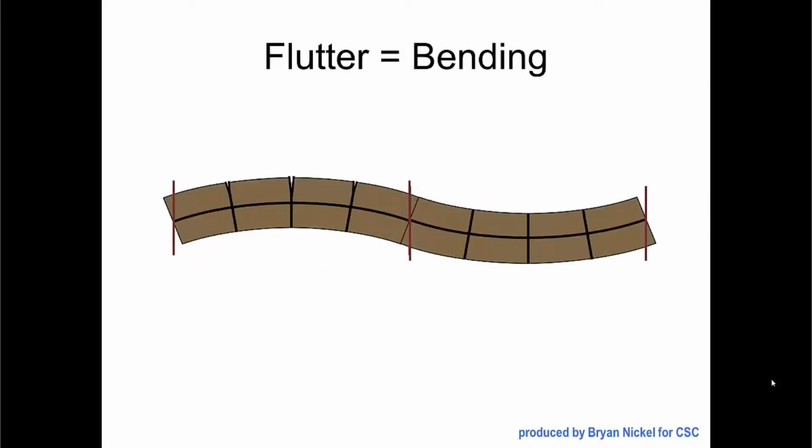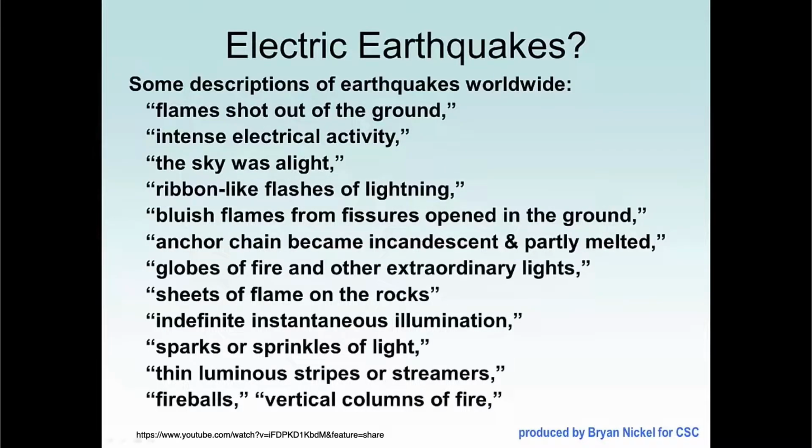And they've noticed that there's an electrical charge during earthquakes. This is what's been documented: flames shot out of the ground, intense electrical activity. The sky was alight, ribbon-like flashes of lightning. Bluish flames from fissures opened in the ground. Anchor chain became incandescent and partly melted. So there's some electrical activity going on inside this granite during these earthquakes.